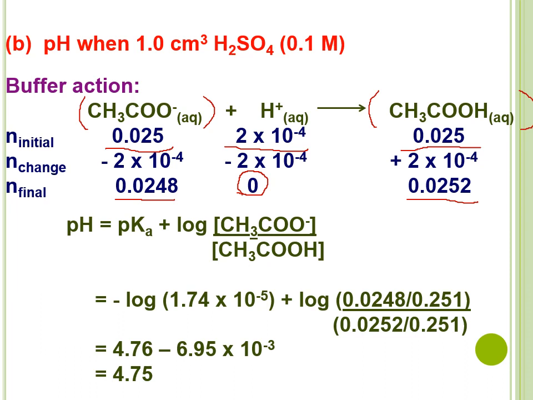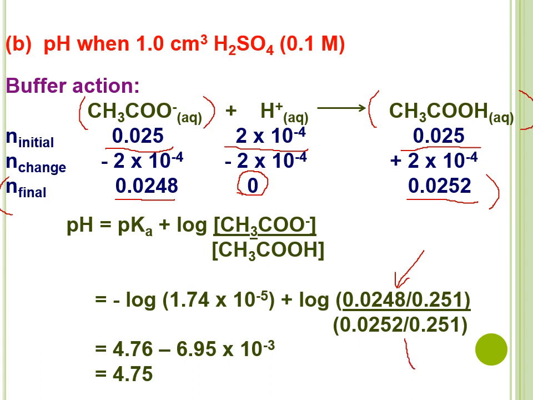The next step is we put the values inside the Henderson-Hasselbalch equation. The thing is, the final figures that we have calculated here are the number of moles. It is not yet the concentration. So what is the total volume of the substance that we are calculating? For acetate ion, it is 0.0248 divided by 0.251. 1 ml is the volume of sulfuric acid we add.